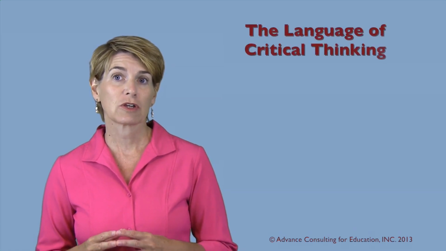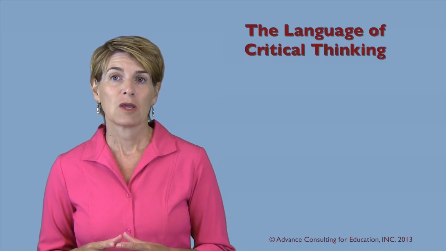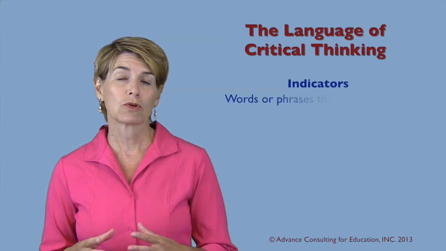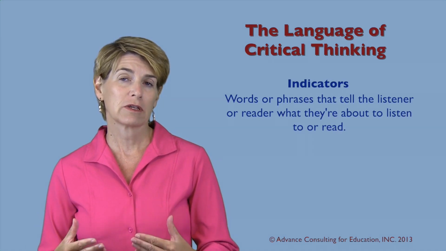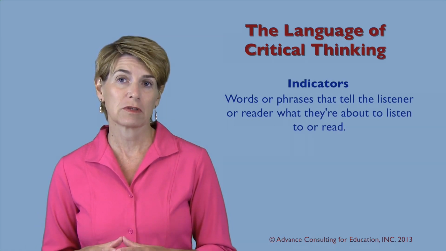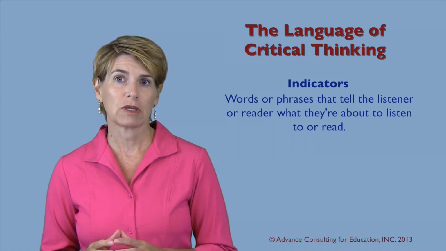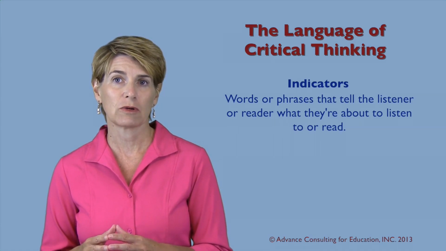A final piece that we need to give our students, not so they can think critically, but so that they can communicate their critical thinking, is the language that goes with critical thinking. We call this language indicators. Indicators are words or phrases that tell the listener or reader what they're about to listen to or read. We can divide these indicators for critical thinking into 3 main categories.